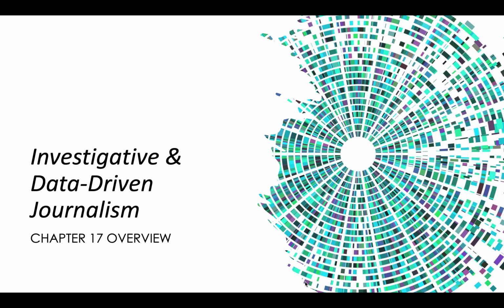This is video 1 for Chapter 17, Investigative and Data-Driven Journalism. I want to keep the videos down to kind of manageable chunks. So in this video, I'm going to cover the introduction and the history of America and investigative journalism. And I'm going to cover the first half of how the process actually is done in terms of carrying out the investigation. And the next video will cover writing the story and talking about sources.